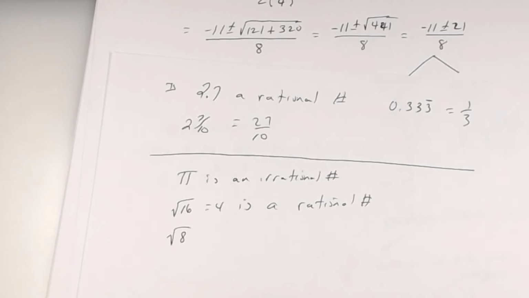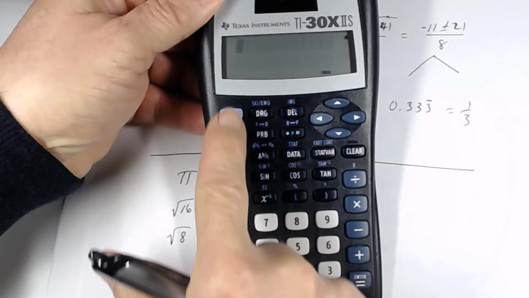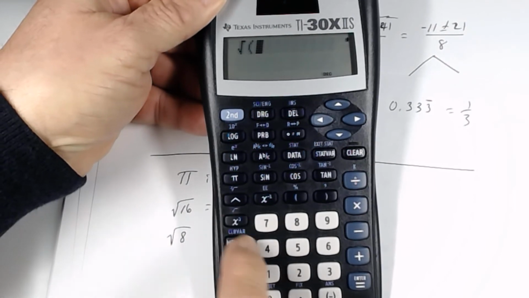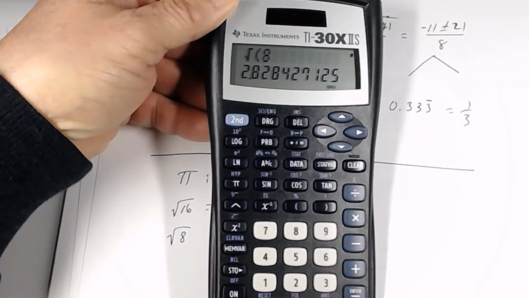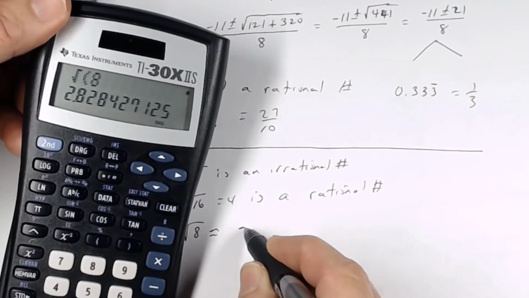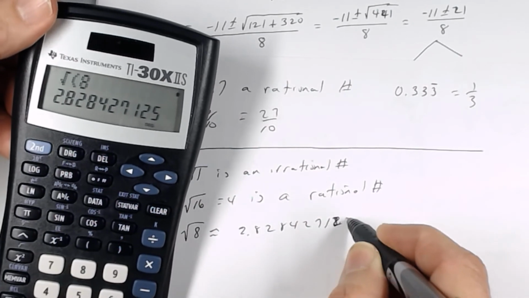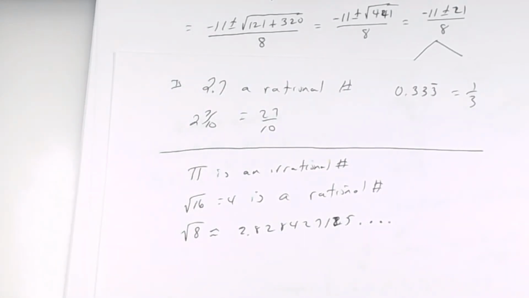So if you punch in the square root of 8, you get approximately 2.828427125 and so on. There's no repetition there. You can't write the square root of 8 as a rational number. It's not a rational number, it's an irrational number.